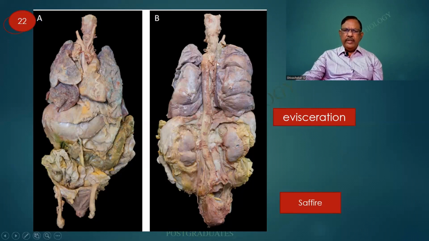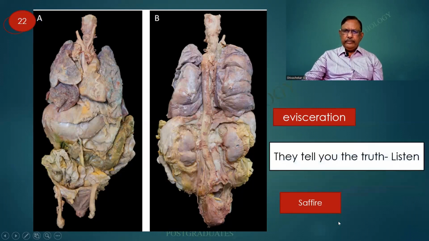So this is the advantage of evisceration. The method has been described as sapphire. They tell you the truth, the organs, the viscera. Please listen.